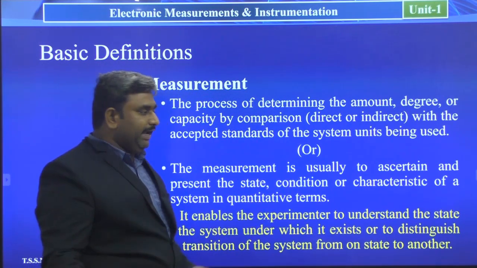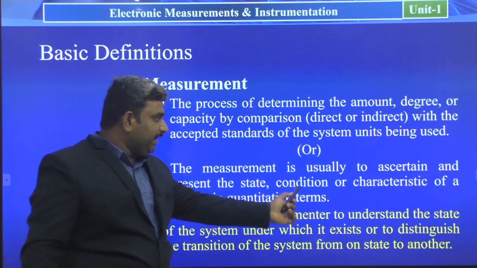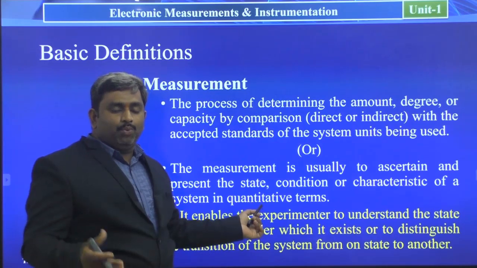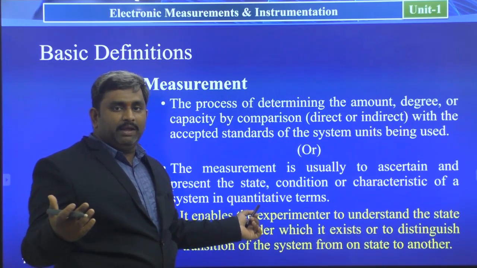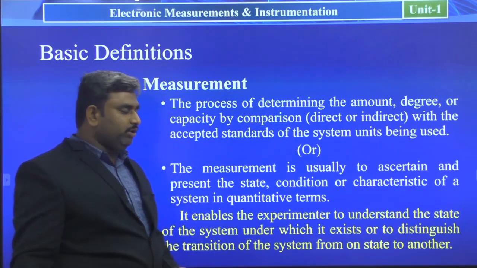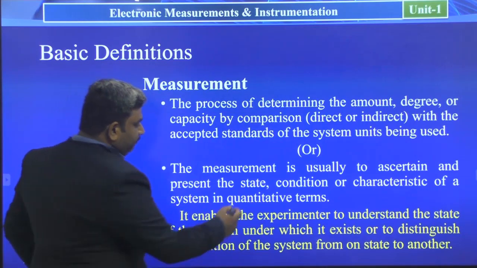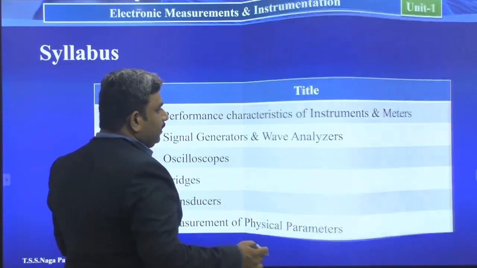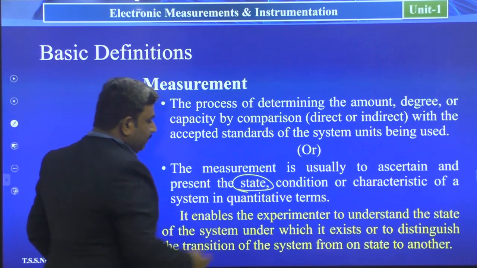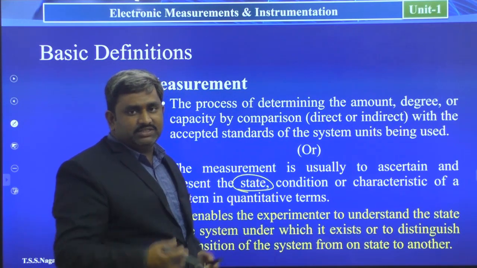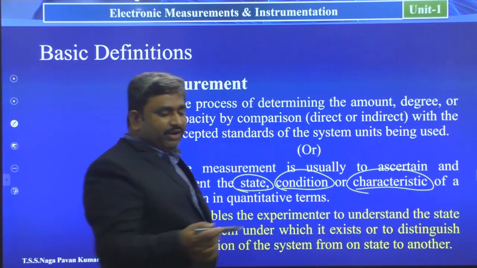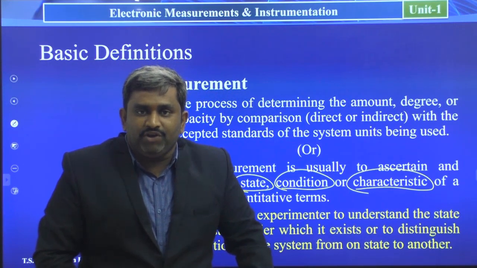Measurement is used to ascertain and present the state, condition or characteristics of a system in quantitative terms. Quantitative terms means weight, or liters, or volts, or amperes, or ohms, or any type of parameters. And with that, we are presenting the state of the system: what is the behavior of the system in the present situation, what is the condition and what are the characteristics. For example, if you want to measure the speed of a fan.